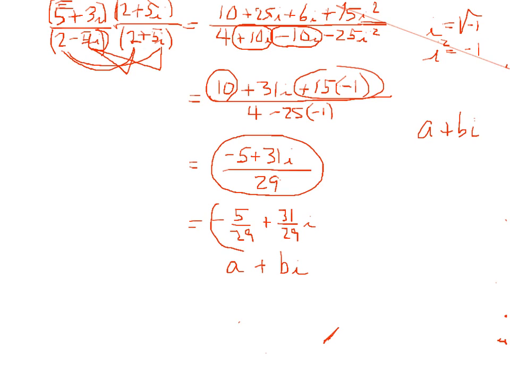a is the minus 5/29. b is the positive 31/29. And now you have a binomial in this form. And this is Mr. Wilson's preferred answer.